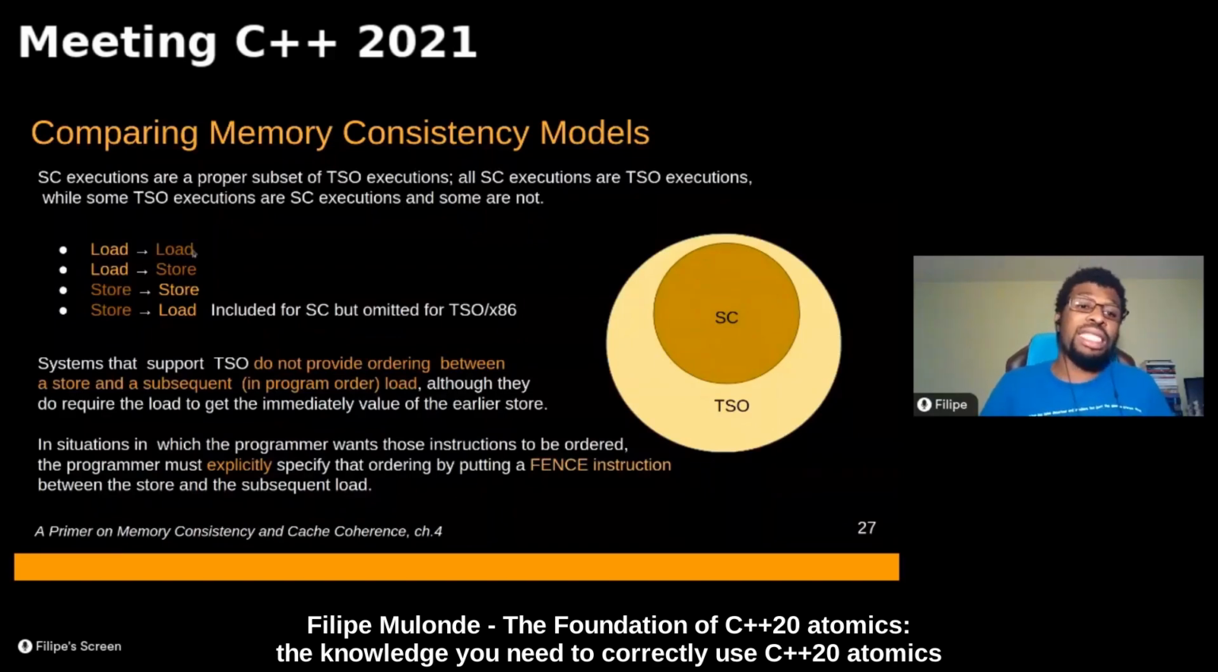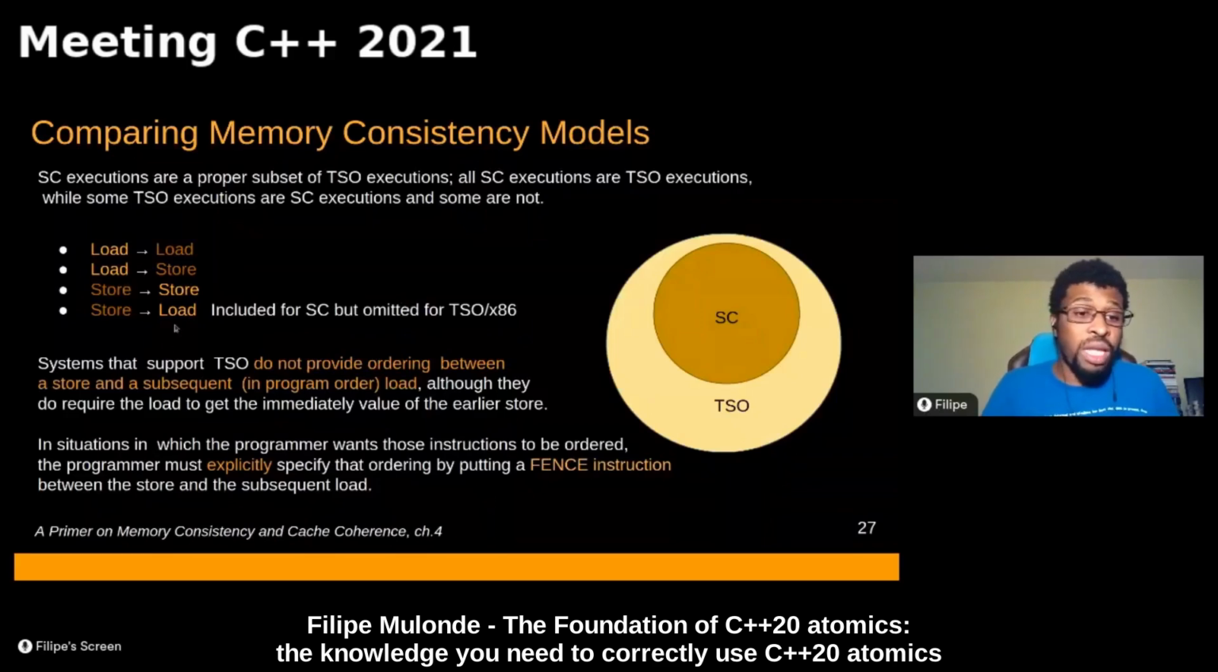So here we have another example that will help illustrate the difference. For both sequential consistency and TSO, loads and loads cannot be reordered, loads and stores cannot be reordered, and stores and stores cannot be reordered. But in TSO, a store can be reordered with a subsequent load. Under sequential consistency, it cannot be reordered. So that's the difference between the total store memory model and the sequential consistency memory model, right?